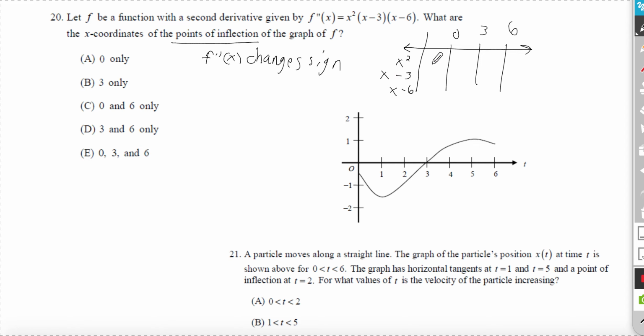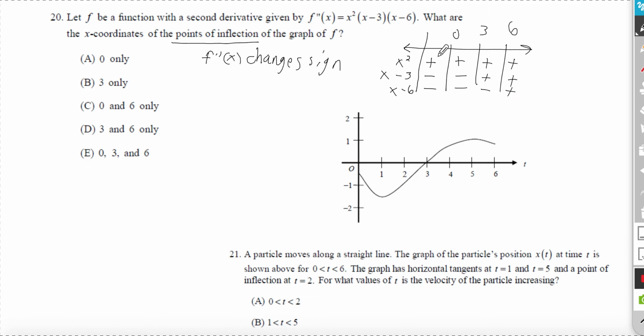Say negative 1 squared, that's going to be positive. In fact, squared is going to be positive all the way across, and that's going to be important for us. When x is less than 0, say negative 1, negative 1 minus 3 is negative. Negative 1 minus 6 is negative. And then we pick a number between 0 and 3, say positive 1. Positive 1 minus 3 is negative. Positive 1 minus 6 is negative. A number between 3 and 6, say 4. 4 minus 3 is positive. 4 minus 6 is negative. Bigger than 6, say 7, is going to give us everything positive.